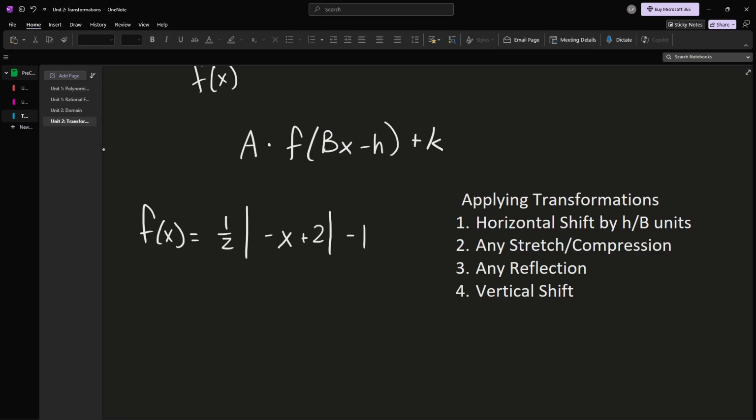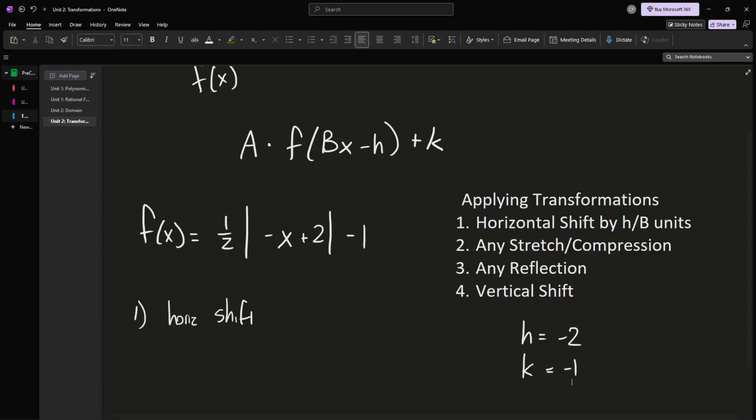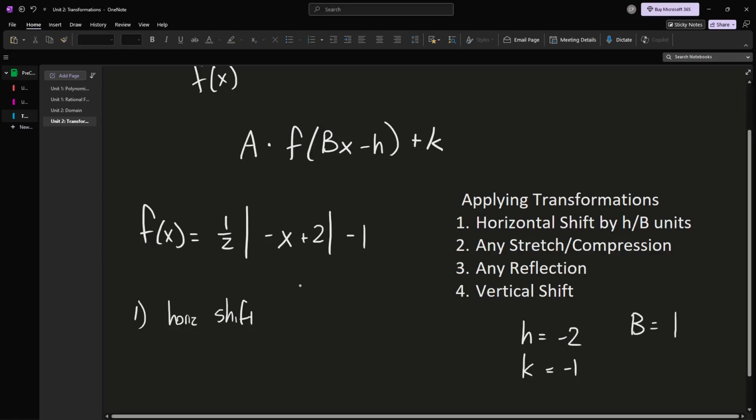And step 1 is we want to list our transformations. Very similar to inverse functions, you want to list everything so that you keep track of it. And let's list it in order. So I see, do I have a horizontal shift? And I see, yes, my thing is a horizontal shift. My h in this function, h equals -2. My k is -1. My b is actually just 1. And my a is 1/2.